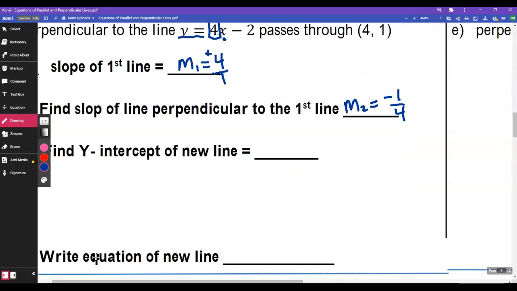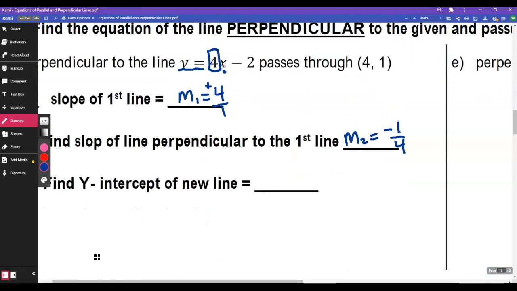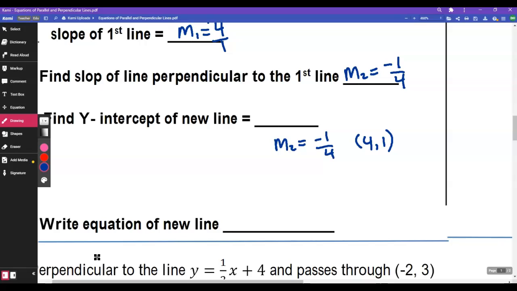So now I can write my equation with my perpendicular slope of -1/4 going through 4, 1. And from there, it's the same process. y minus y1 equals the slope times x minus x1. That's it.